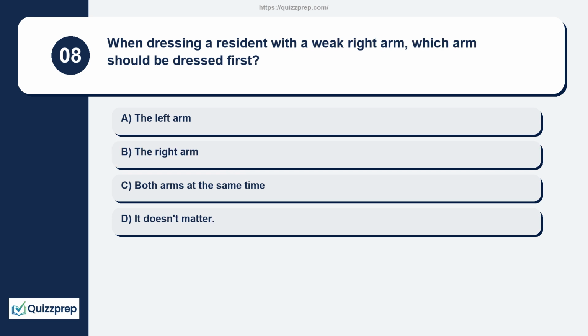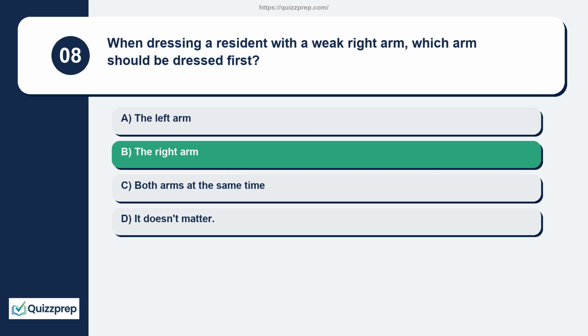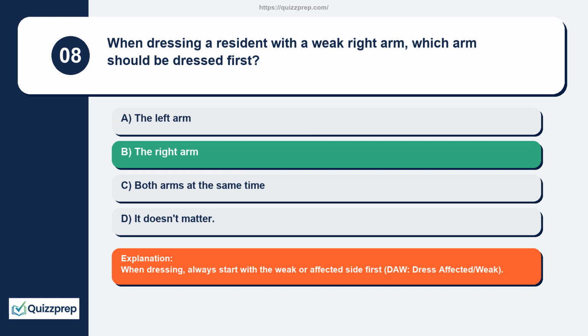Question 8. When dressing a resident with a weak right arm, which arm should be dressed first? The left arm, the right arm, both arms at the same time, or it doesn't matter. When dressing, always start with the weak or affected side first. Dress affected, weak.